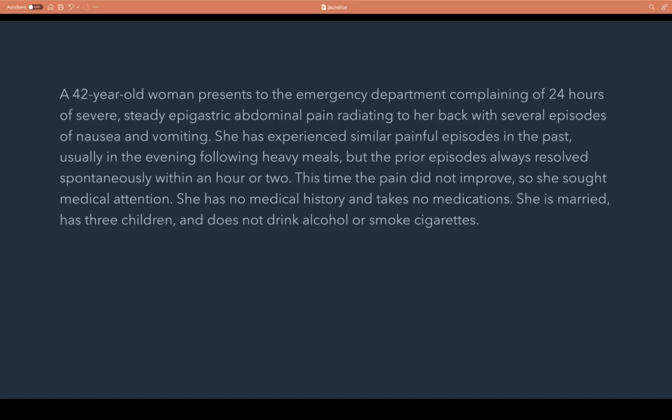So in this case, it sounds like she has some gallbladder issues, especially with pain following heavy meals lasting an hour or two, but resolving. Sounds like biliary colic. But the fact that it didn't improve and this pain is now radiating to her back sounds like it's obstructing the biliary tree. And in this case, it sounds more like acute pancreatitis.